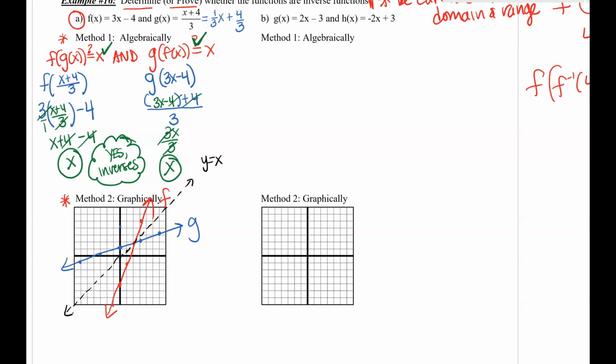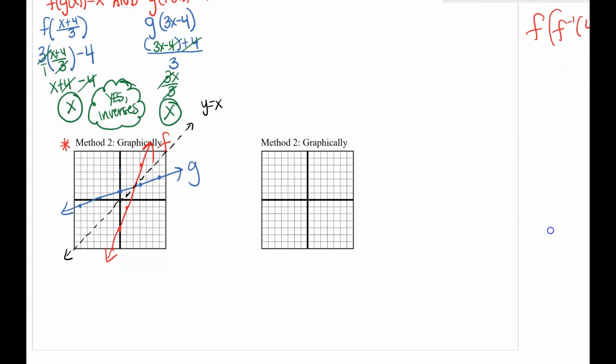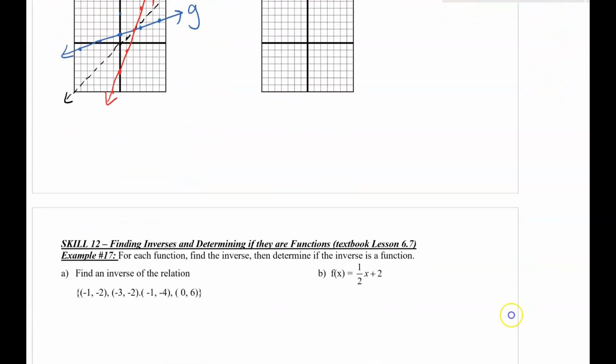And you can see that if we folded our graph over that line, all the red and blue portions would lay on top of each other because this is a reflection over the line y equals x. So those are our 2 methods for proof. Again, we can't use the numbers for proof because you would have to prove infinitely many cases.